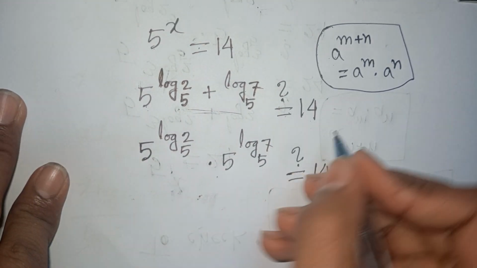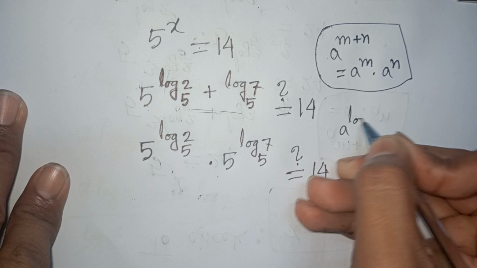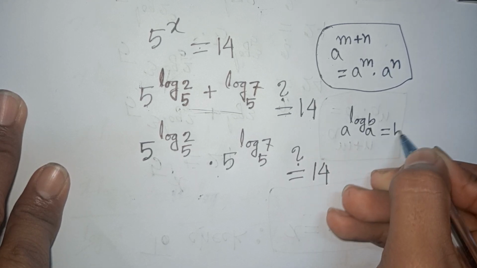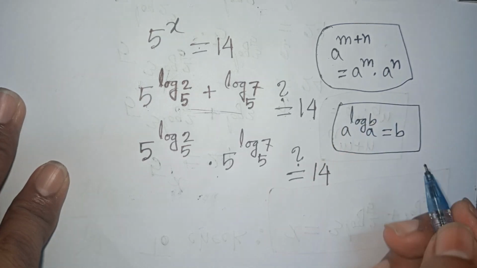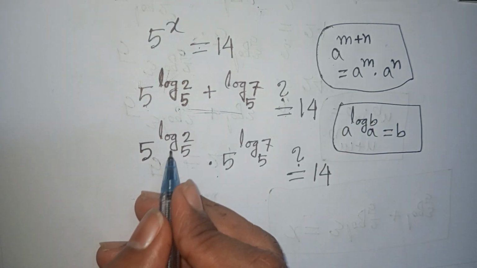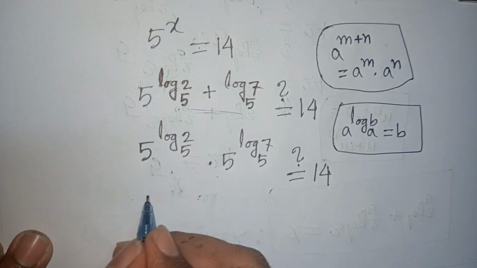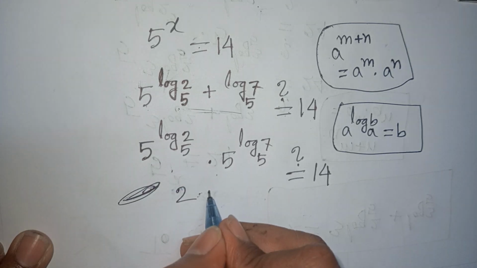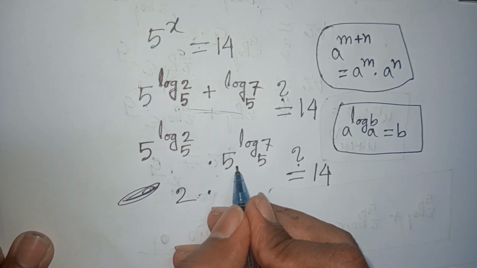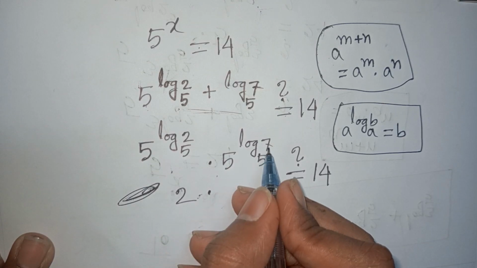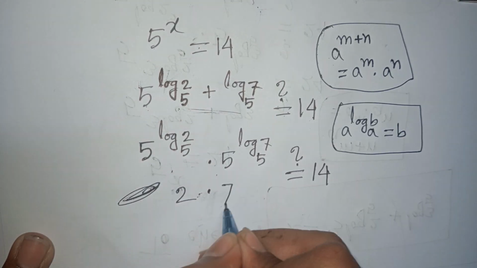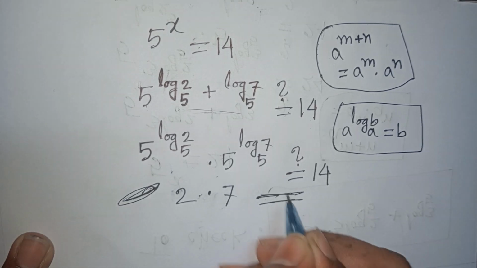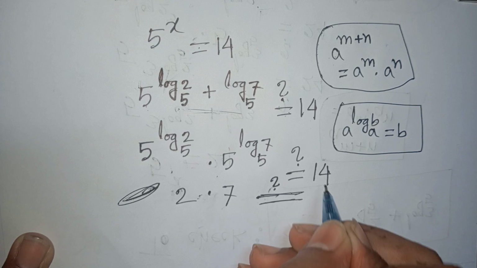Now here I can apply this formula, a to the power log b base a is equal to b. So 5 to the power log 2 base 5 means it will be 2, then times, here you can apply again this formula, so 5 to the power log 7 base 5 means it will be 7, is equal to 14.